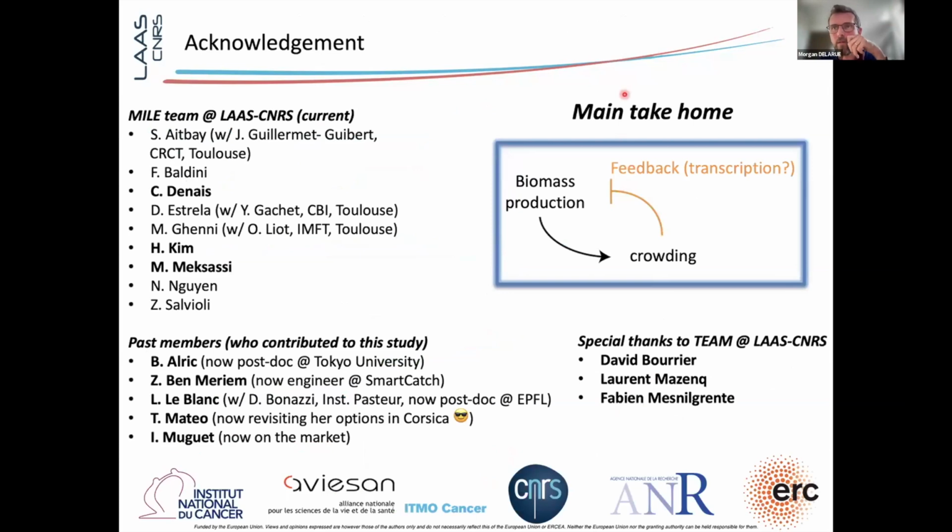I won't give you a take-home message in terms of microfabrication, because I guess that you know super well, and you have already a lot of things. But the main take-home message of what we find is that when there's biomass production, that leads to crowding, and that feeds back onto biomass production, slowing processes.